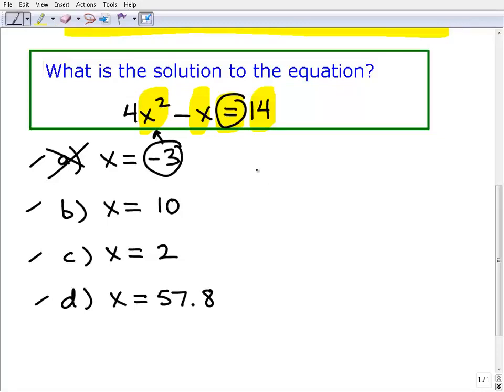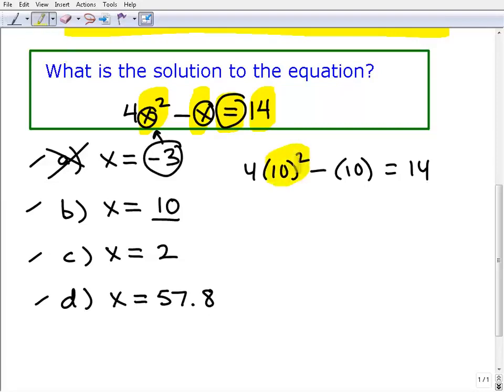Let's move on to 10. So it's going to be 4 times 10 squared, right? I'm going to plug in 10 everywhere I see x in the equation, minus 10 equals 14. Right off the bat, I'm saying to myself, there's no way this is going to work out either, because 10 squared is 10 times 10, or 100. So this is 4 times 100 minus 10. I mean, it's 400 minus 10. No way is that going to be equal to 14.